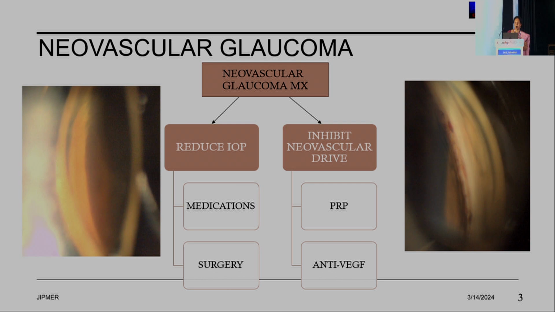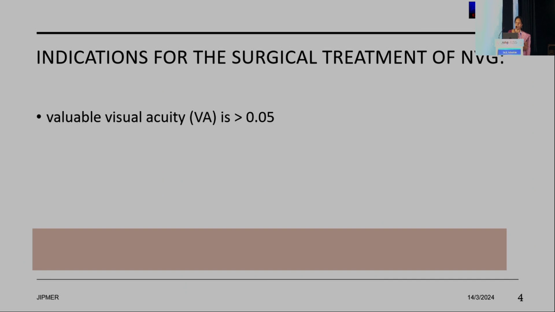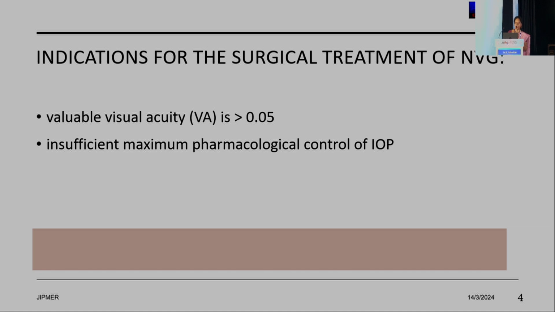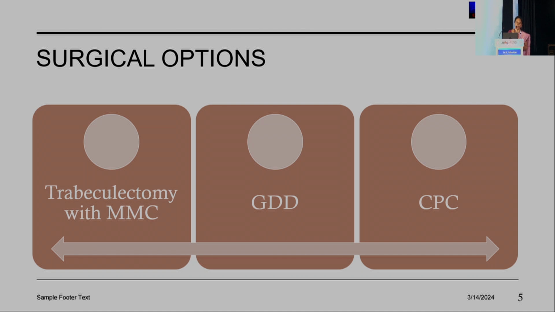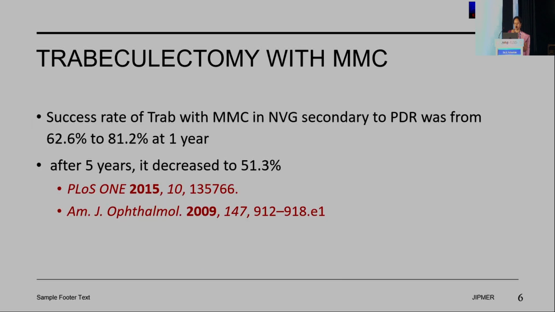Moving on to neovascular glaucoma. The majority, especially in the open angle stage, is managed medically. The management consists not only of reduction in IOP by medications and surgery, we also have to inhibit the neovascular drive, and that is done by panretinal photocoagulation and anti-VEGFs. The indications for surgical treatment of neovascular glaucoma are when there is valuable visual acuity and insufficient pharmacological control of the IOP, and when there's a closed anterior chamber angle due to synechiae. Literature has shown that more than 50% of the eyes with neovascular glaucoma require surgical IOP control. The options we have in hand are trabeculectomy with MMC, the glaucoma drainage device, and CPC.